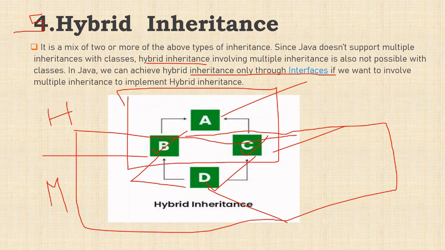So we can achieve hybrid inheritance with two or more than two inheritances, like a combination of single plus hierarchical plus multiple plus single. Okay, so like this we can achieve hybrid inheritance.